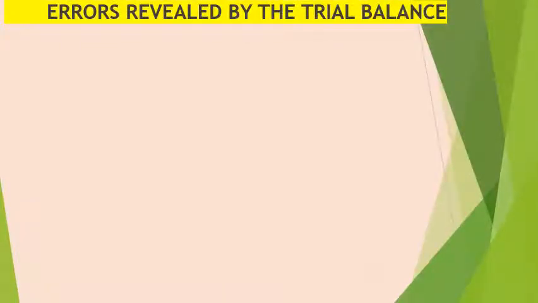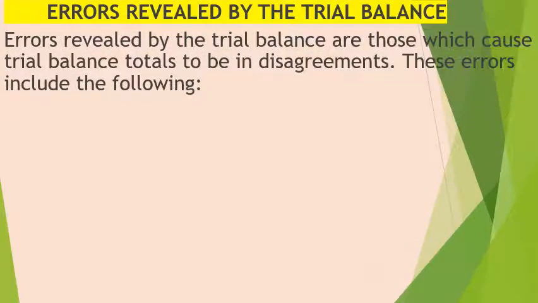Errors revealed by the trial balance, where you prepare your trial balance and you find you don't get the same totals. There might be some mistakes. Errors revealed by the trial balance are those which cause the trial balance totals to be in disagreement, as I've said. These errors include the following.